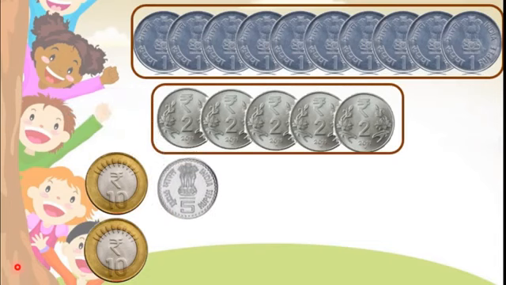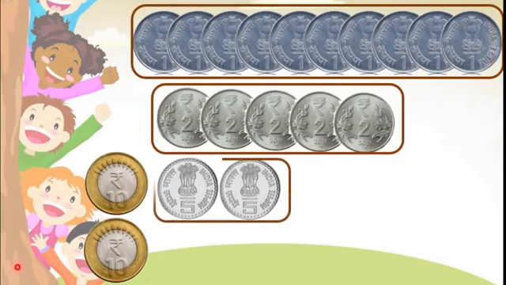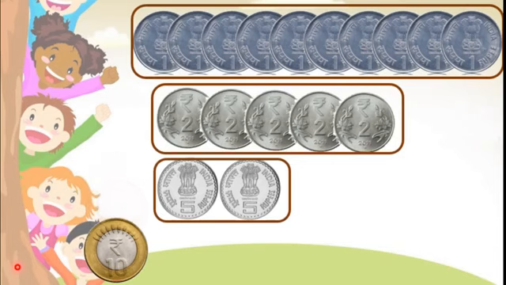She gave me 5 rupees 1 coin and 5 rupees second coin. Yes, this is right because 5 plus 5 is nothing but 10. Correct. Thank you, Ankita, for giving me the change for rupees 10.